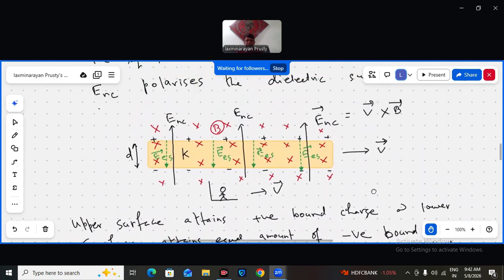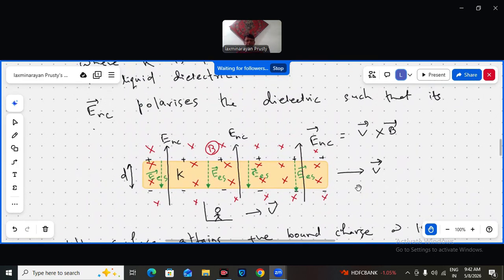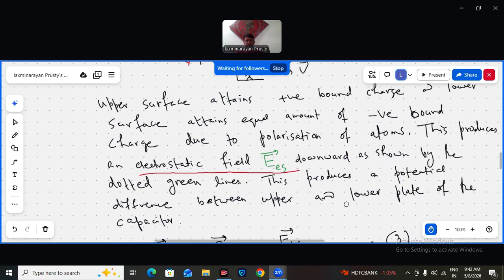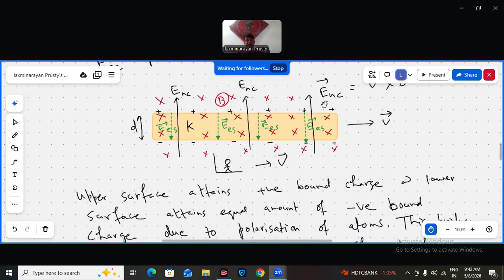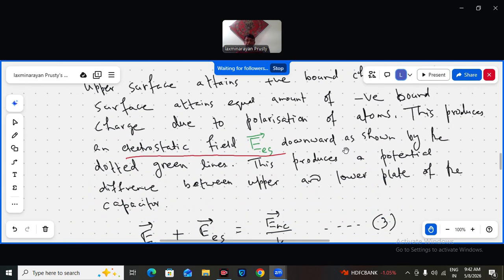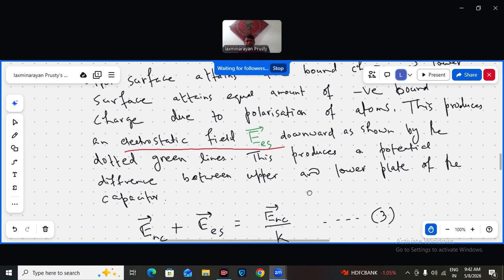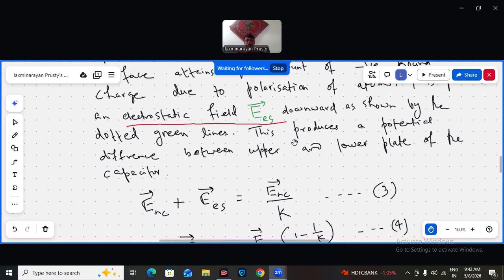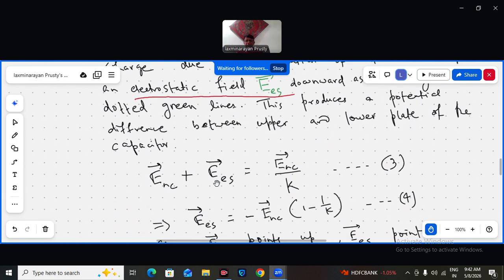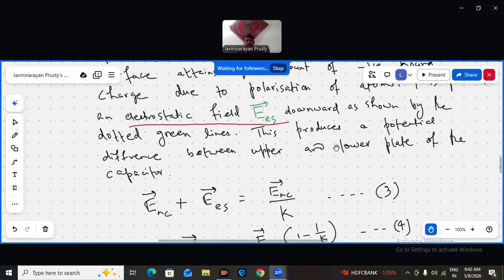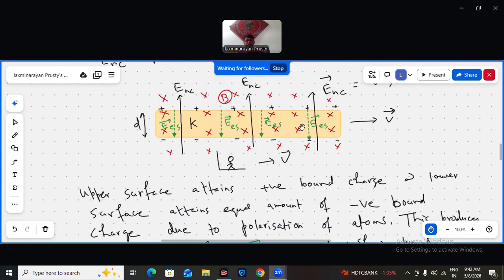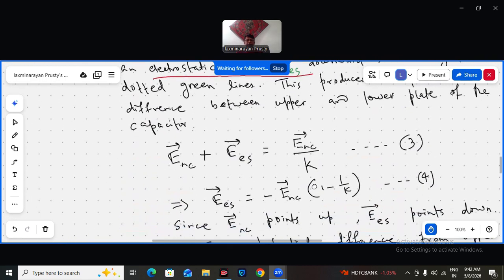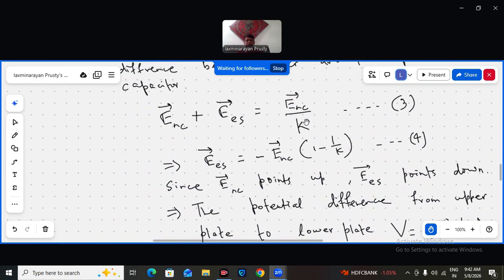But ENC is in the upward direction. This ENC produces EMF. The electrostatic field produces potential difference. This must be very, very clear in your mind. So this produces a potential difference between the upper and lower plate of the capacitor. So ENC vector plus ES vector will give you the net field, that is ENC by K.